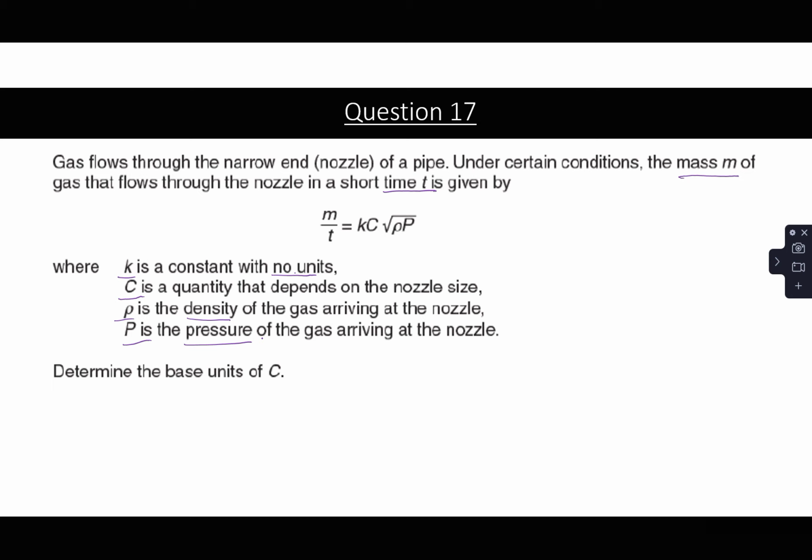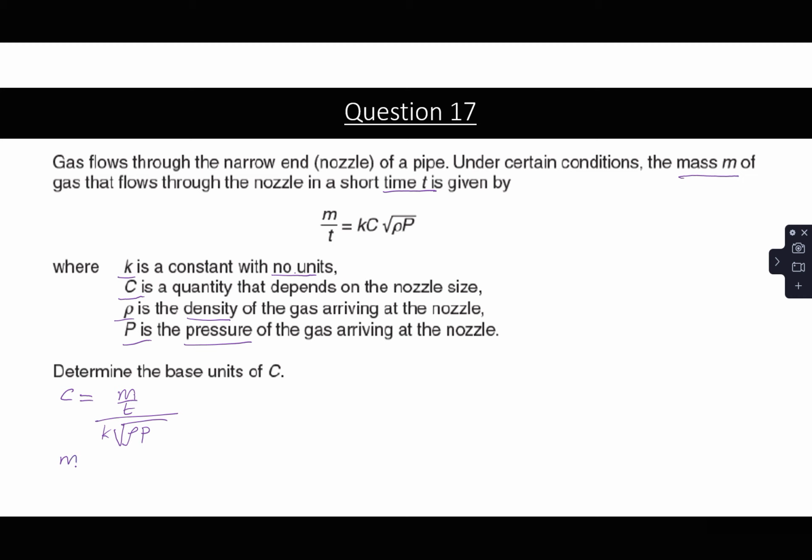My advice to students is to always make that quantity the subject before you substitute the units. So making C the subject, C will be equal to m over T divided by k times the square root of density times pressure. There was no need for me to break down m over T anyway.